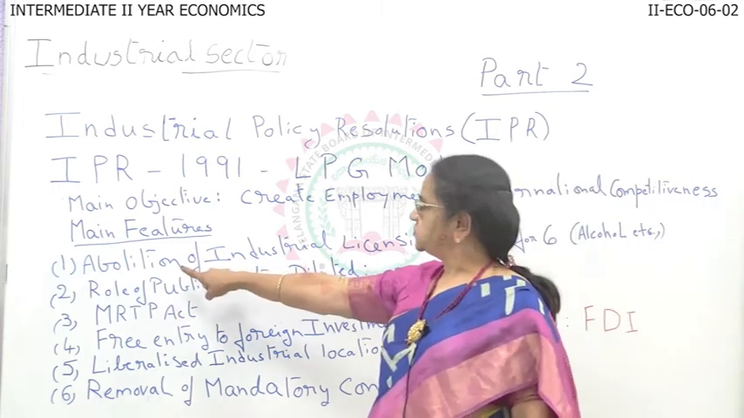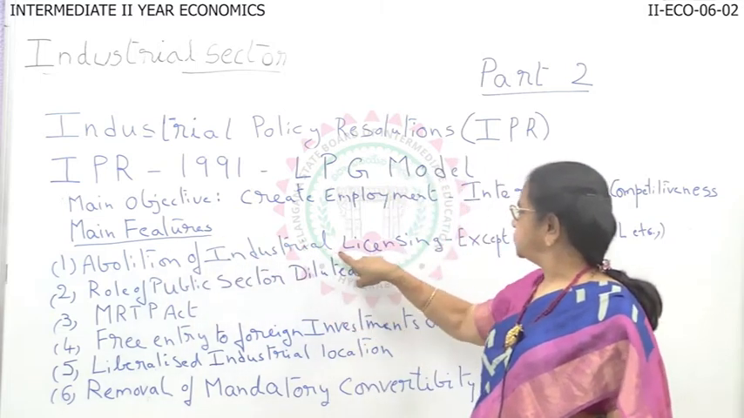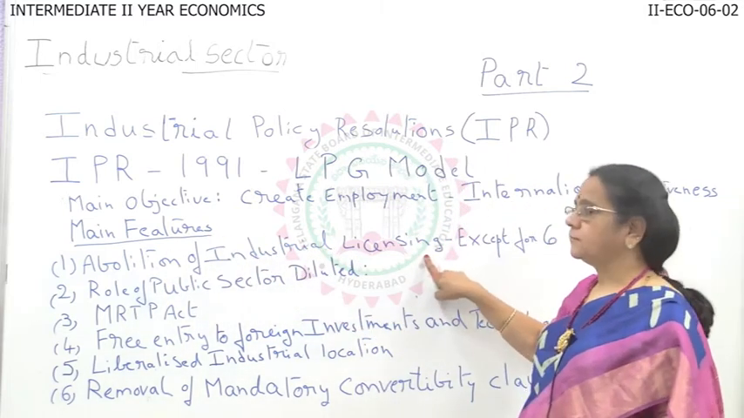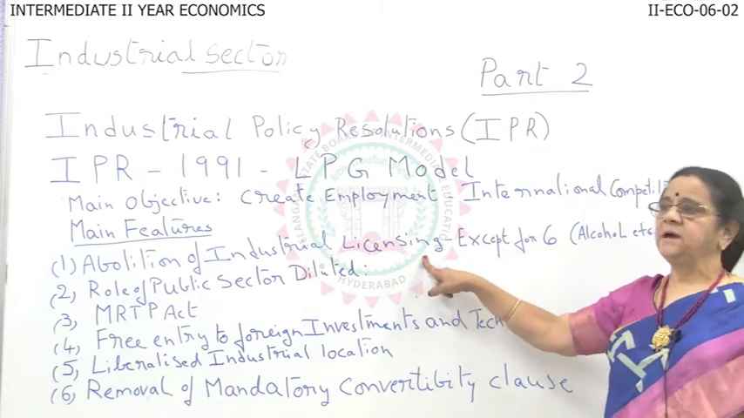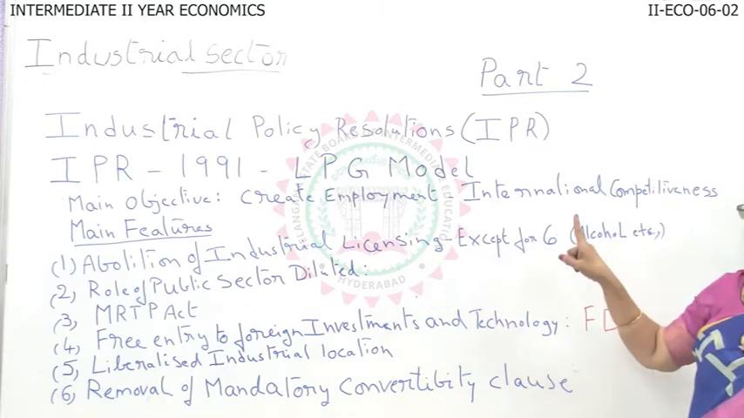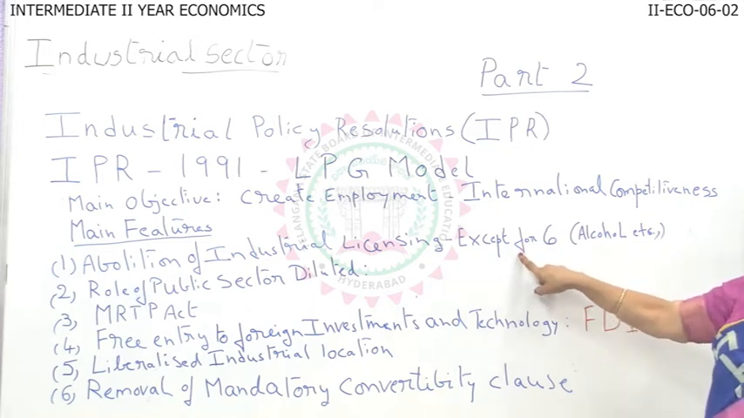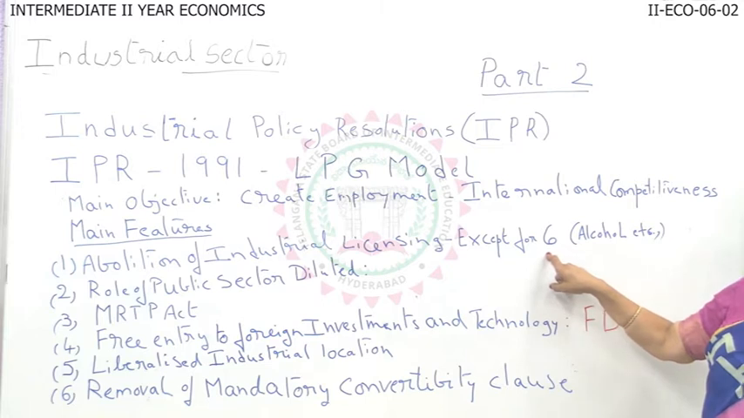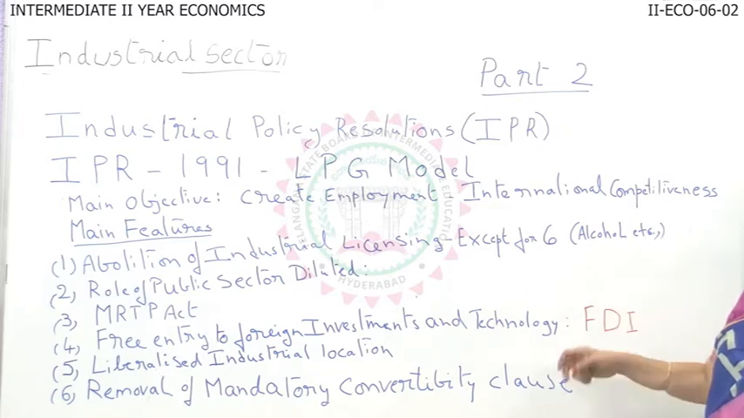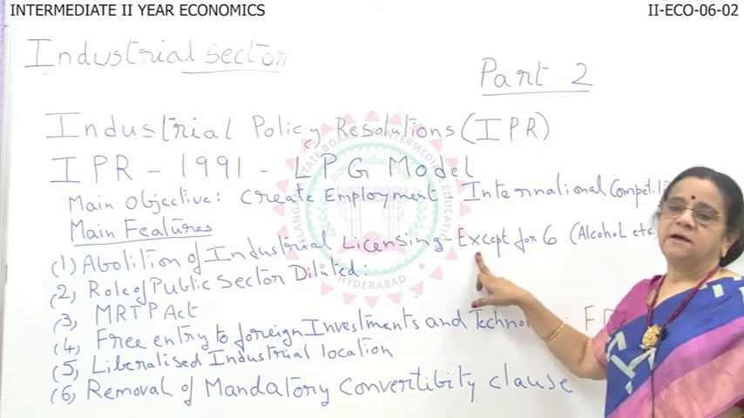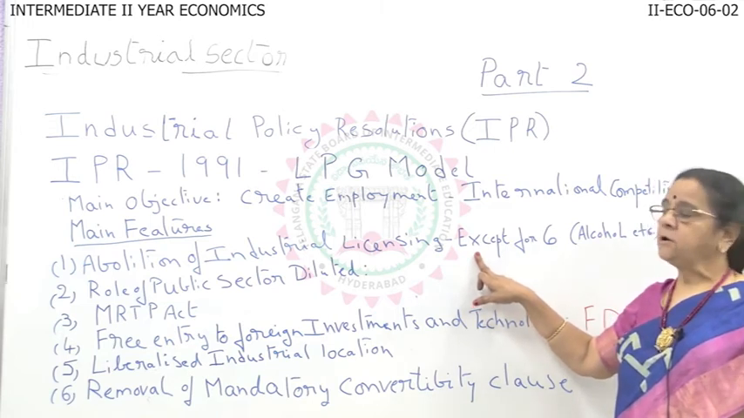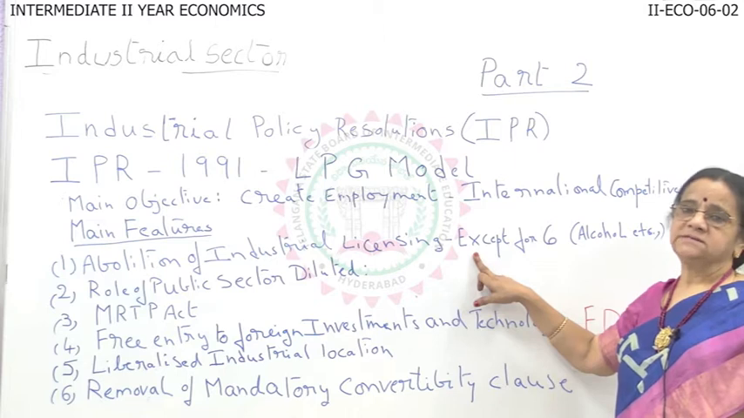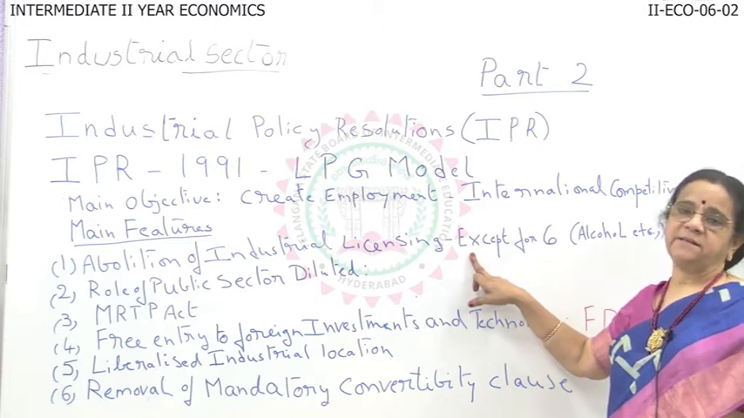The first and foremost feature is abolition of industrial licensing. In IPR 1991, the industries requiring licenses were limited to 6 strategic industries, and examples of such strategic industries are alcohol, hazardous chemicals, and so on. So except for these 6 industries, industrial units need not obtain a license to set up their units or expand them.